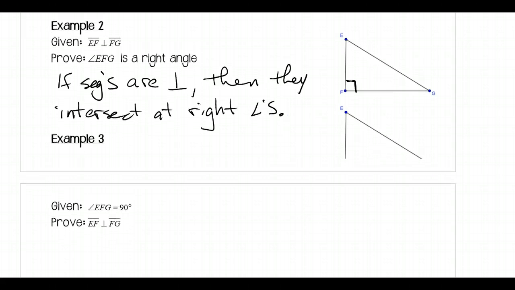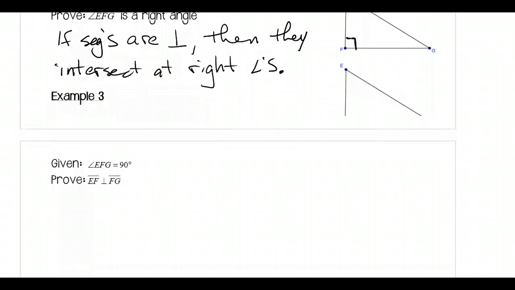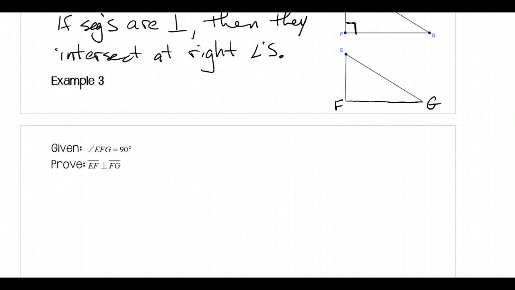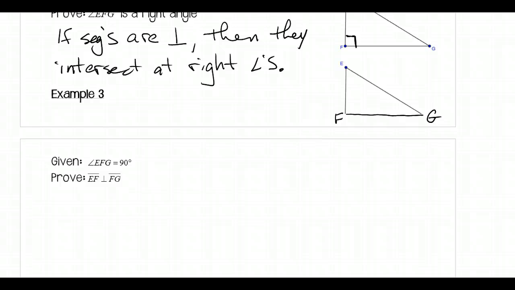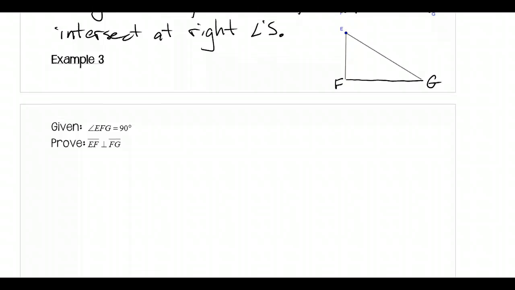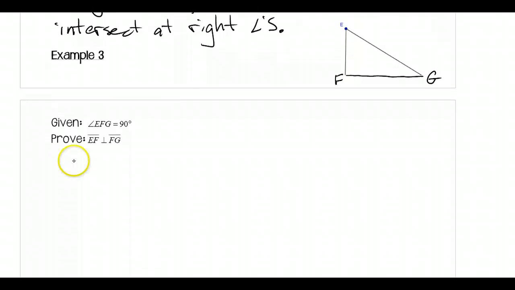Alright, so moving on to example 3, we've got the same picture. This is point F, this is point G, and now we're given that angle EFG is 90 degrees, so we want to prove that EF is perpendicular to FG. So we're going to do a two-column proof, so I've got statements, I've got reasons.